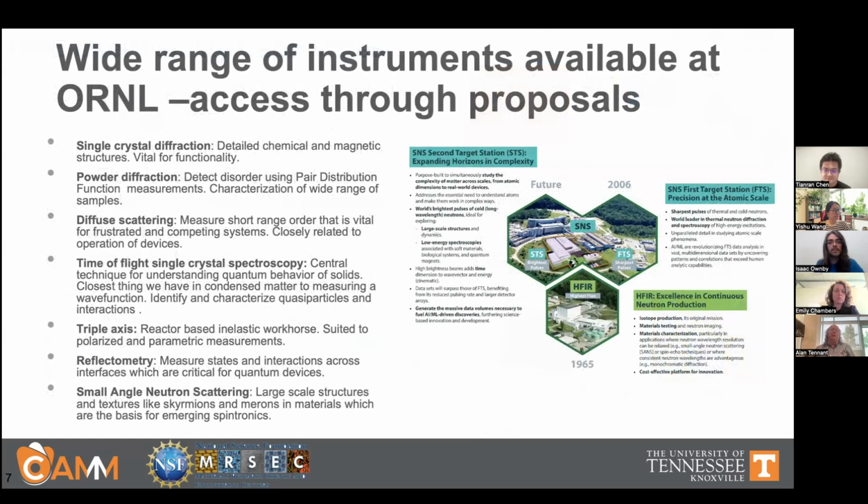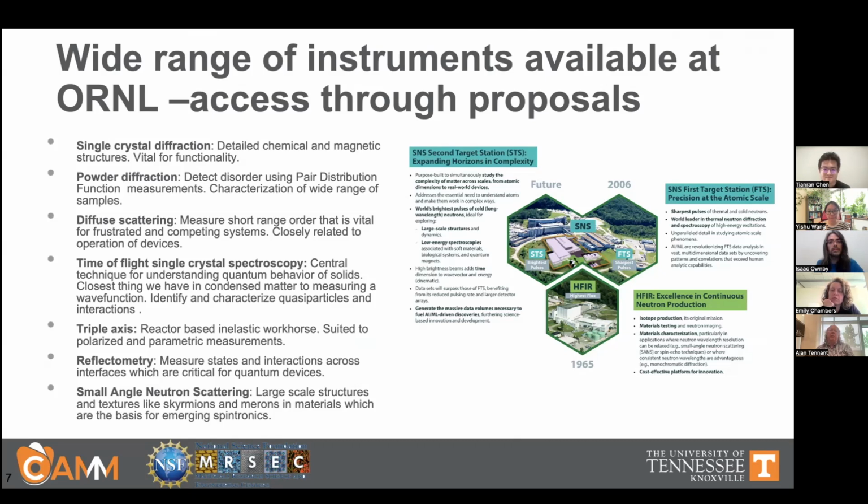So there's a wide range of instruments available at Oak Ridge National Laboratory, all of which we use at University of Tennessee and can be accessed through the proposal system. Single crystal diffraction, that gives us the detailed chemical and magnetic structures. These are vital for functionality. Powder diffraction, that can detect disorder using pair distribution function measurements. It also allows the characterization of a wide range of samples, so we can do very systematic sample studies for optimization using powder diffraction.